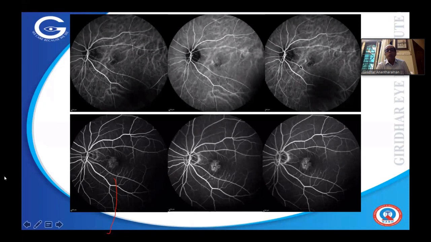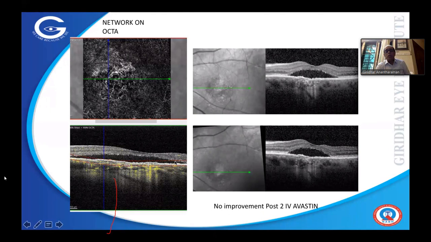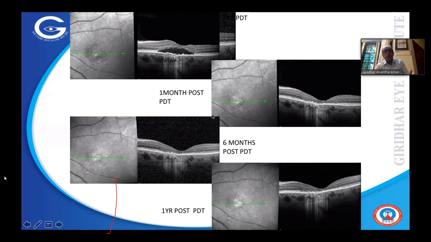The angiogram, as usual, does not show anything except for RPE defects. The OCTA, I don't know whether this is an artifact, shows something like a suspicious neovascular membrane. This patient underwent a PDT, and after PDT you can see there is complete resolution. About this particular situation, what is the indication?